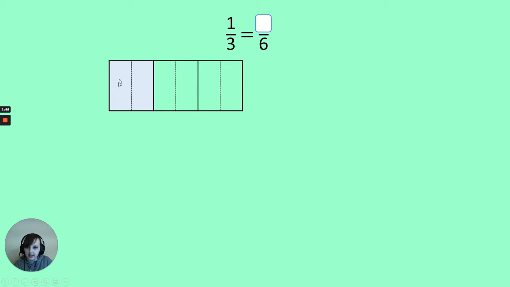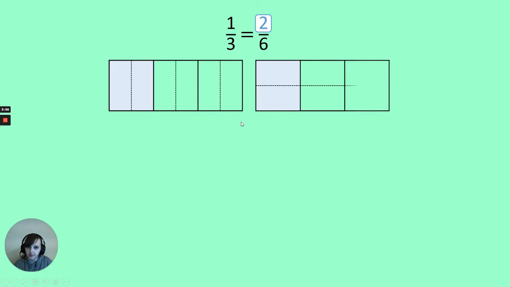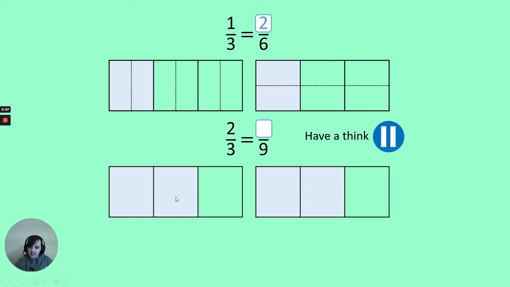And I can see here that these 2 parts are shaded. So 1/3 is the same as 2/6. There they are side by side. Let's have a look at this one. 2/3 is the same as how many ninths? How would you turn these into ninths? What could you do? Hopefully you've stopped and had a think about this yourself. I'm going to have a go too.